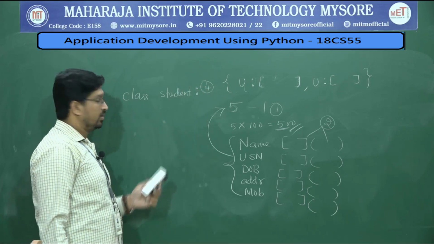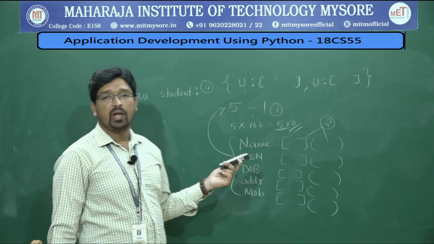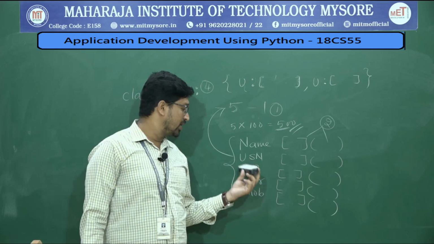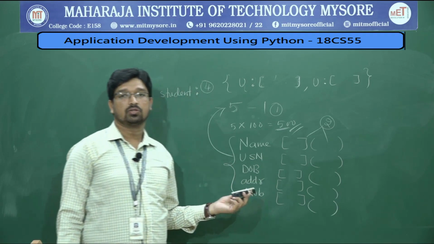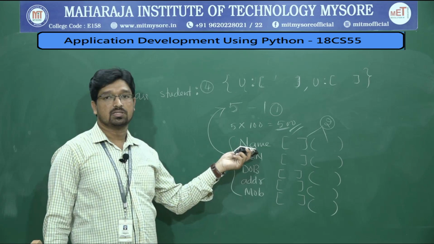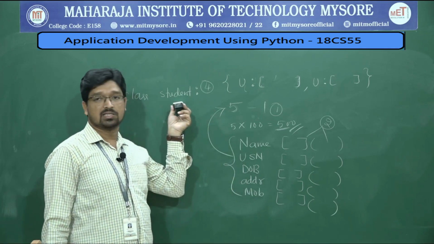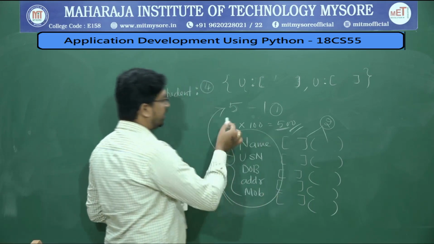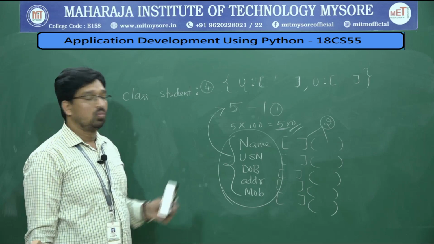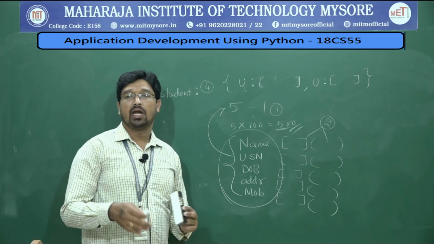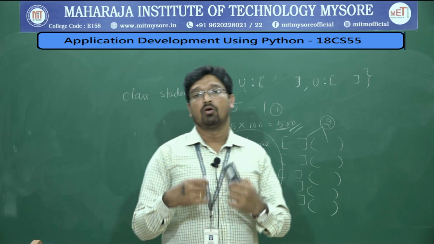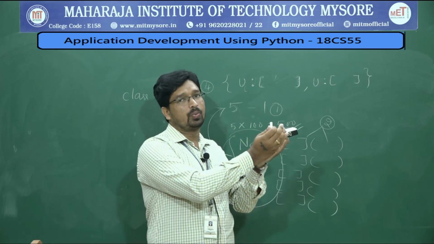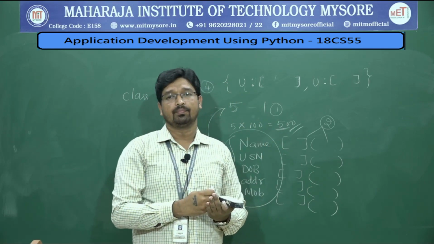Class student. So this class student will have various properties: name, USN, date of birth, address, mobile number. So these are the class members. These are the members of the class. So you can consider these as a blueprint of this particular class. Once the blueprint is ready, you can create your own objects. Objects can be created, means you can take one copy of that blueprint and you can fill in your own data.